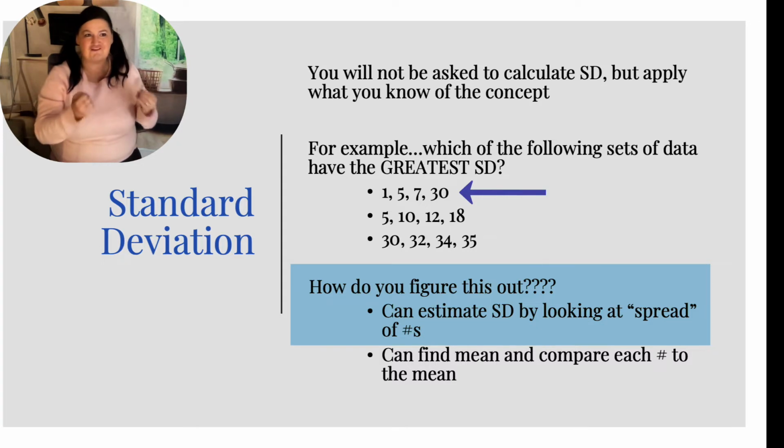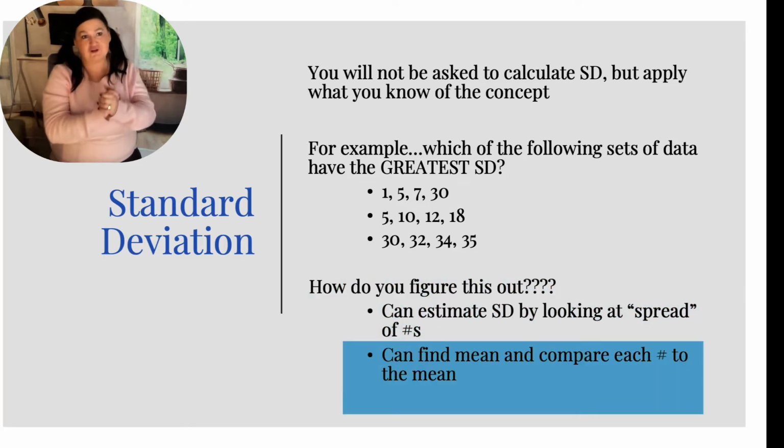See, you can really figure that out in most cases just by looking at it because of the spread or the range within the numbers in the number set. So again, how do you figure this out? Well, you can estimate the standard deviation by not just looking at the spread or the range of the numbers visually. You can also find the mean, and then compare each number to the mean if you wanted to go the longer route. But who wants to sit there and add up and divide by that many things in order to measure each one when you can just look at it with your eyes, right?